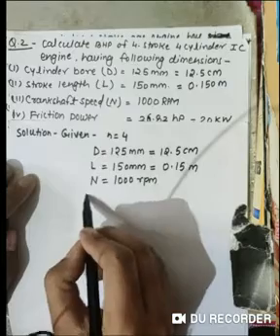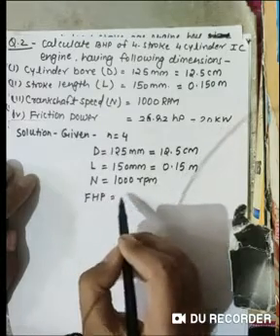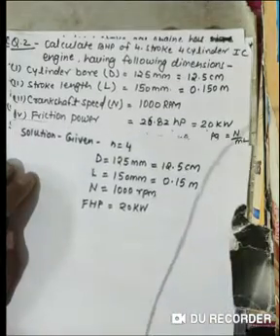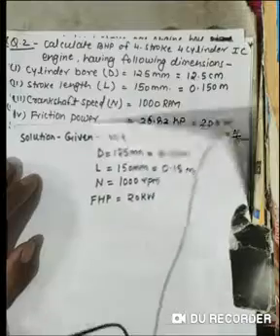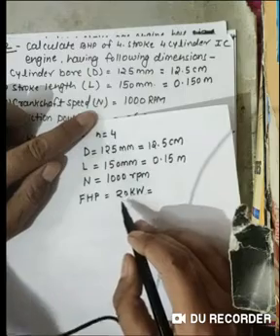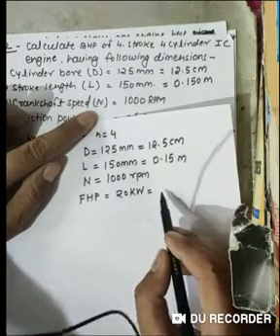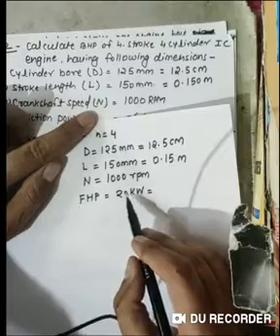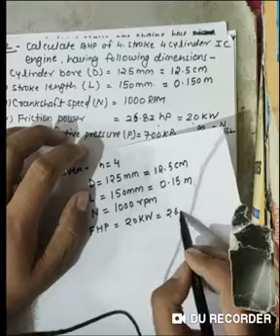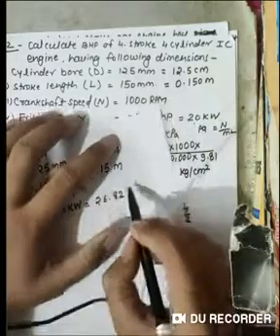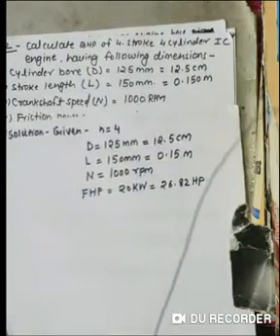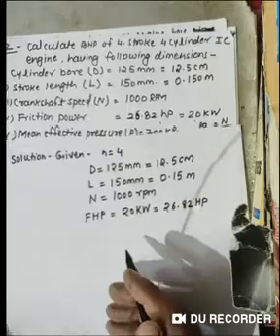Frictional horsepower FHP is given as 20 kilowatt, but we require this power in horsepower. So we convert this kilowatt into HP by multiplying with 1.341. When you multiply 20 by 1.341, the answer becomes 26.82 HP. So 1 kilowatt is equal to 1.341 HP.